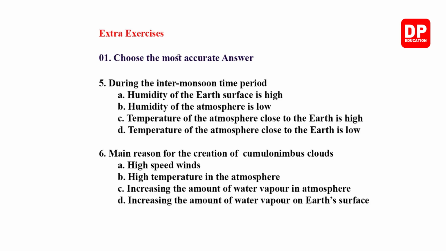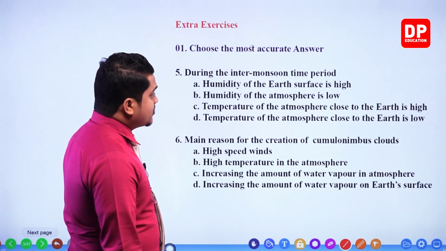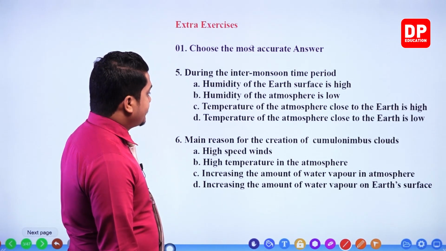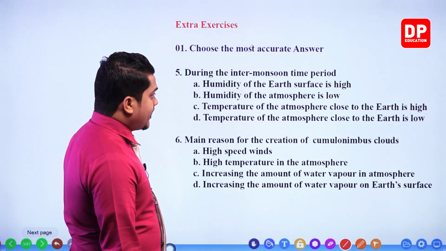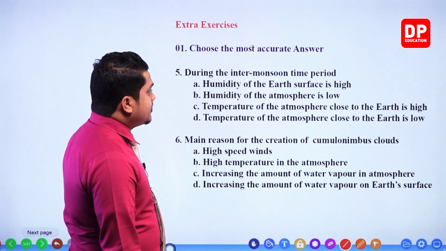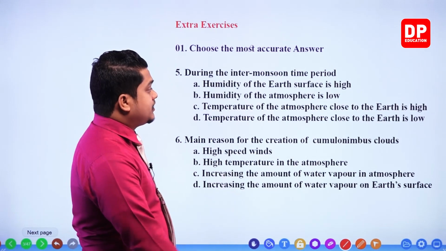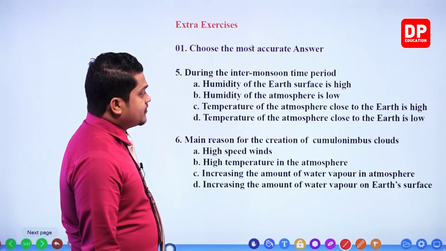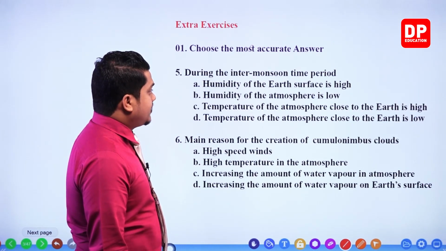During the intermonsoonal time period, humidity of the Earth's surface is high. Humidity of the Earth's atmosphere is low. Temperature of the atmosphere close to Earth is high. Temperature of the atmosphere close to Earth is low. During the intermonsoonal time period, my dear children, humidity of the Earth's surface is high, humidity of the atmosphere is low, temperature of the atmosphere close to the Earth is high. That should be our answer. Temperature of the atmosphere close to the Earth's surface is going to be high, right?